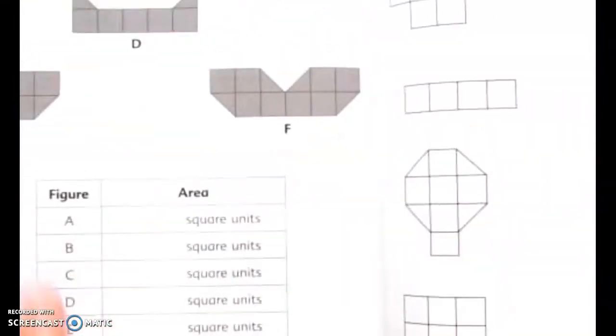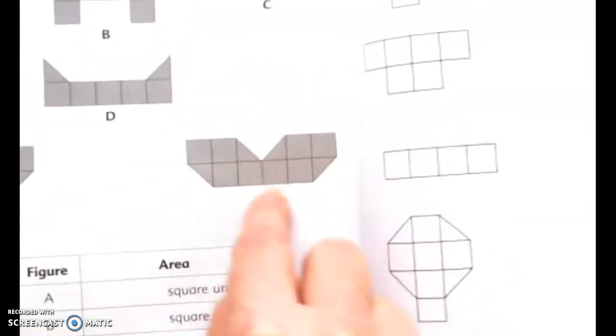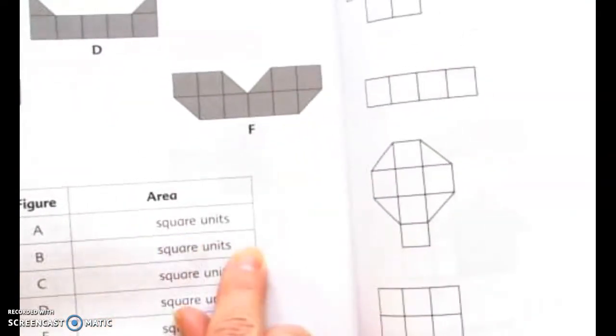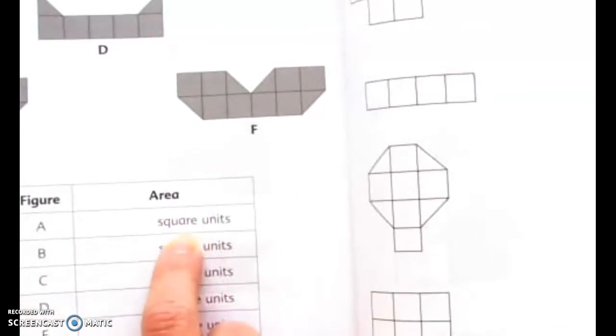On this one, all you're doing is counting up how many squares it is. Remember, count halves for the triangles and write it in the bottom. They even give you the label square units. You don't have to write it. But when you do it later, when you have to write it yourself, you always have to make sure you say square units. They're not just units, they're squared.